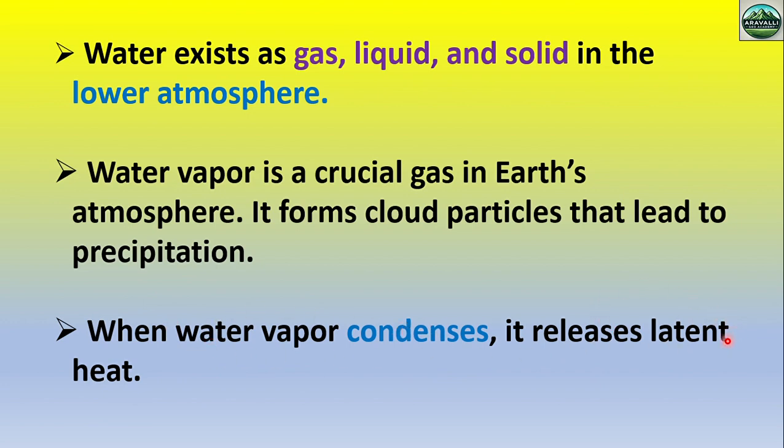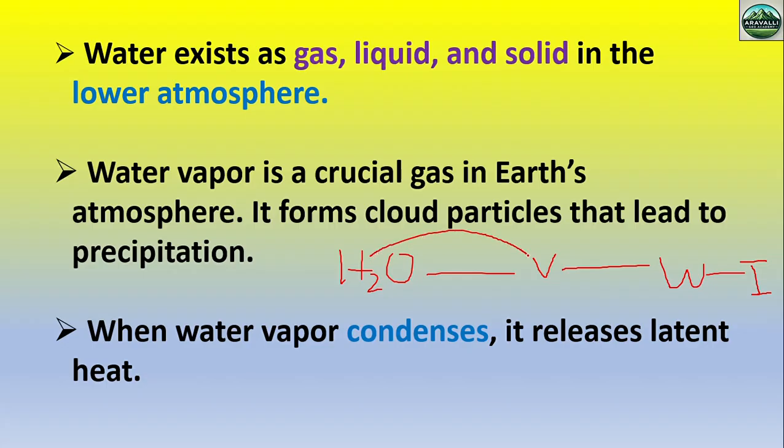So first I will tell you about latent heat. What is latent heat? Listen, assume first this is water. Water converts into vapor, and vapor condenses into water. Then this water converts into ice. So water changes phase: water to vapor, then vapor to liquid, then liquid to solid.